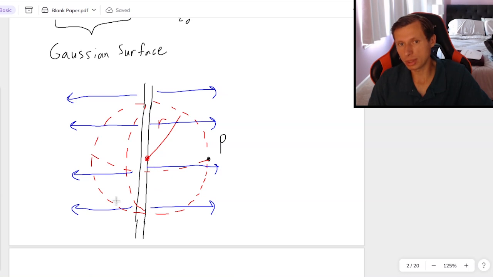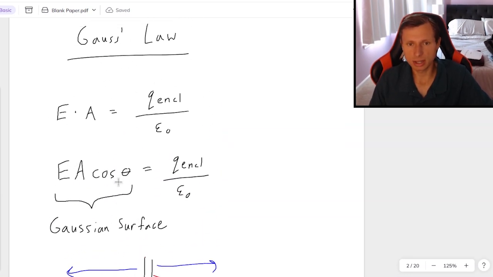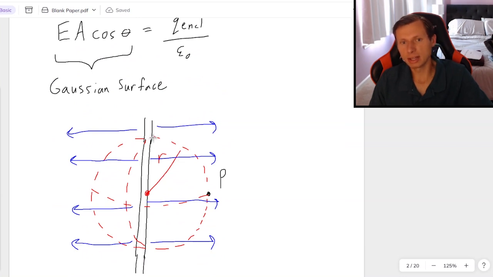The problem with the sphere, then, is when I do EA cosine theta, I have a lot of angles going on here. Like there's a theta right there, there's a theta over here, and remember there's infinitely many of these blue lines, so there's going to be literally infinitely many angles I have to worry about. Not very fun.